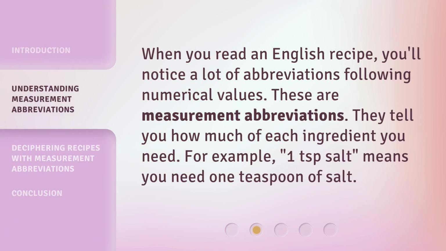When you read an English recipe, you'll notice a lot of abbreviations following numerical values. These are measurement abbreviations. They tell you how much of each ingredient you need. For example, 1 teaspoon salt means you need 1 teaspoon of salt.